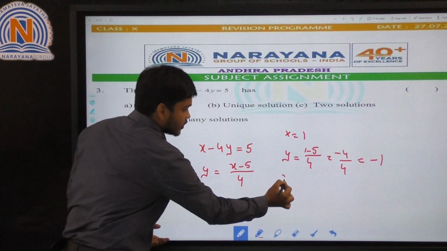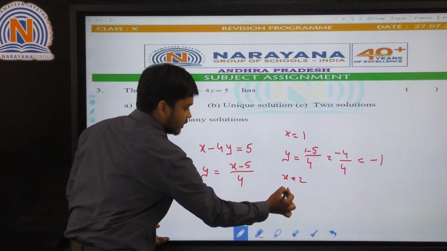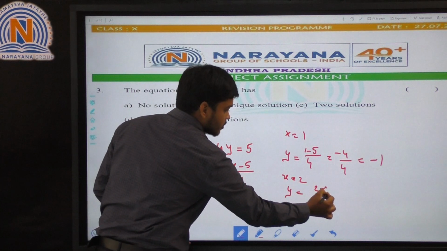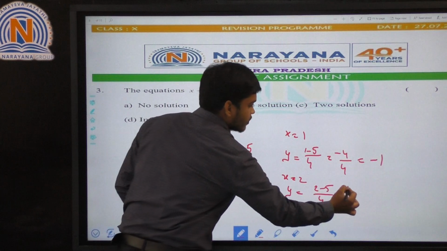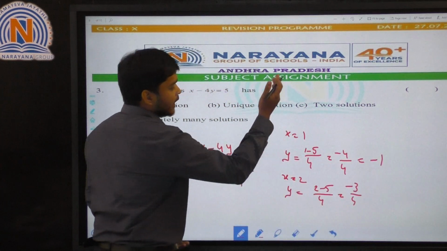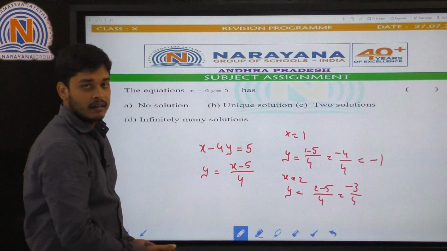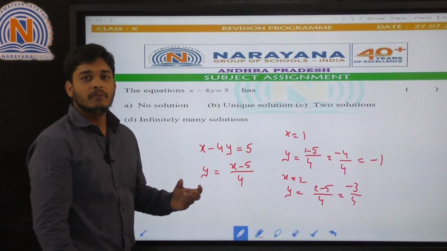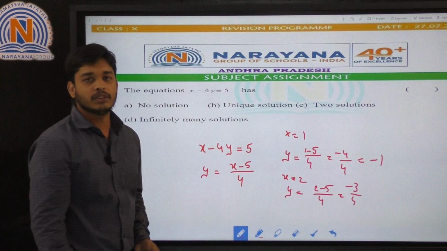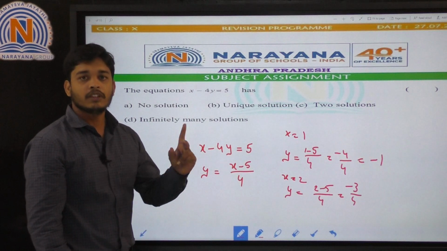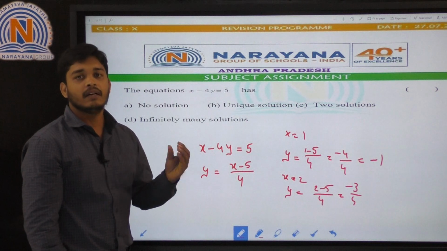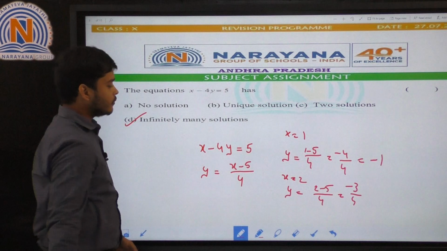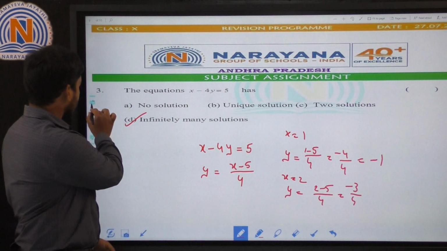And if x equals 2, then y equals, substituting 2 in place of x, (2 minus 5) by 4, that is minus 3 by 4. You can take any value of x, then we'll get a respective y value. So how many solutions? We have infinitely many solutions. If one equation has two variables, we have infinitely many solutions. So option D. Next question.